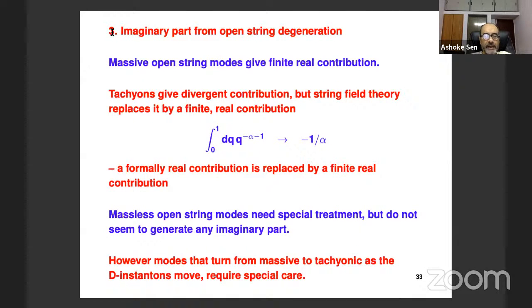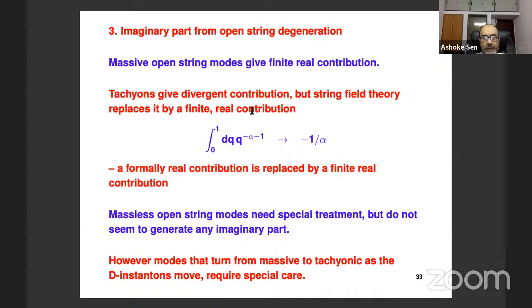Now let me come to the third possibility. That's the imaginary part from the open string degeneration. Now, massive open string modes at the degeneration give finite real contribution, so they are not to worry about. You can just include that contribution as it is. Tachyons do give divergent contribution from degenerate boundaries, but string field theory replaces it by finite real contribution. So this is something I'll not talk about here. I have discussed this in other talks.